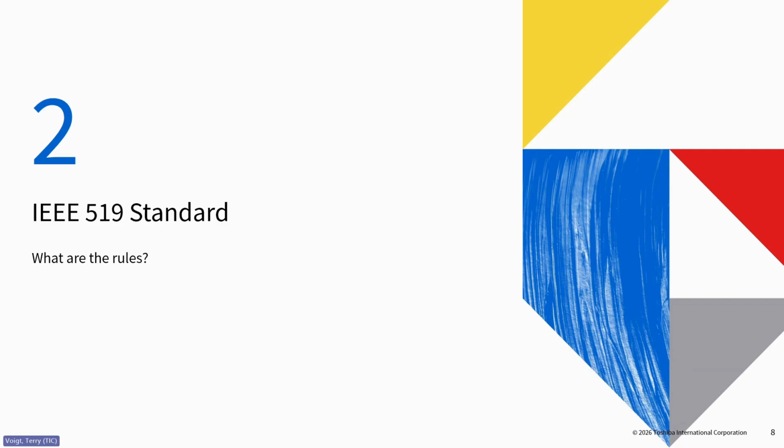All right, let's talk a little bit about the IEEE 519 standard. They specify the rules, right? So how much harmonics are detrimental, how much are allowed, and how much can affect other customers.